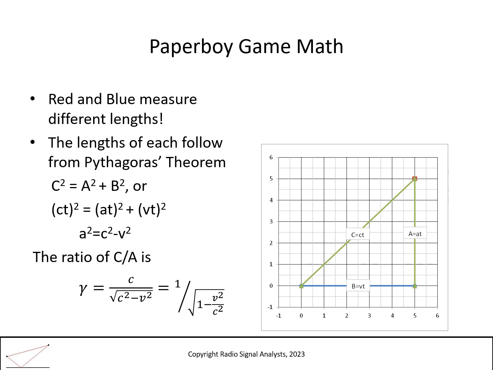The geometry forms a right triangle. We assume that our man on the porch can measure the lengths of B and C. We can then solve for A using Pythagoras' theorem. These lengths can be related to the relative velocities over time. Note that time drops out of the equation. We can then solve for A from the other parameters. The ratio of the two lengths is C over A. This is how we translate length between different inertial reference frames.